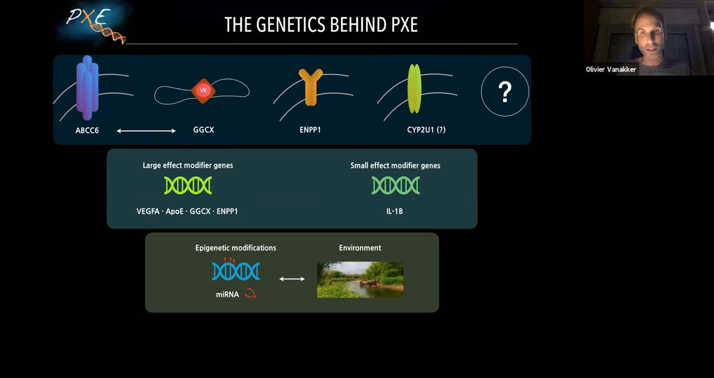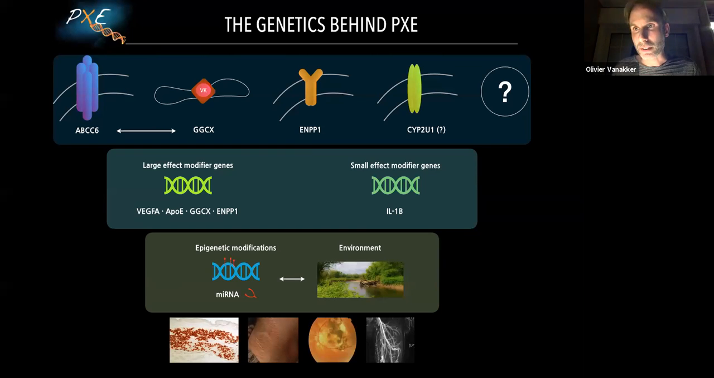And all these layers together will, in the end, lead to the things that we see and that you see, and that is the symptoms of Pseudoxanthoma elasticum. Of course, the ectopic mineralization, but more importantly, the skin, the eye, the cardiovascular, the gastrointestinal signs that we have.